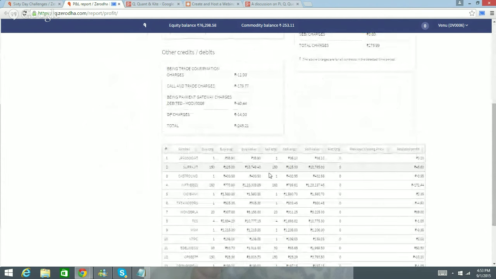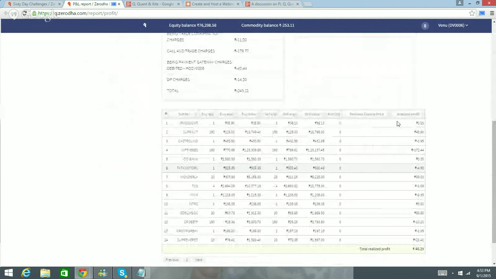And the P&L is quite self-explanatory, as I said. There is a buy average price, a buy value, a sell quantity, a sell average, and realized profit, right? One of the things we have done on the equity P&L right now, which again a lot of brokers don't do, is that we have included corporate actions, right?